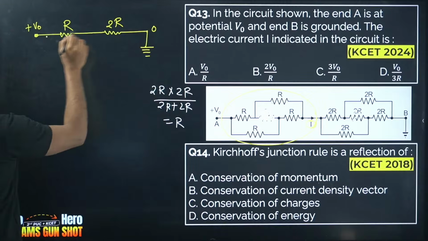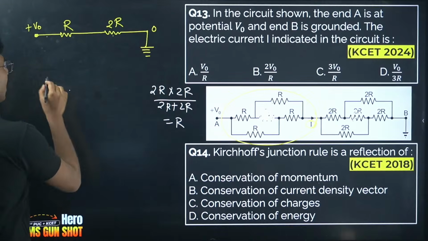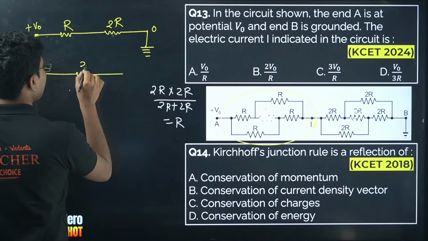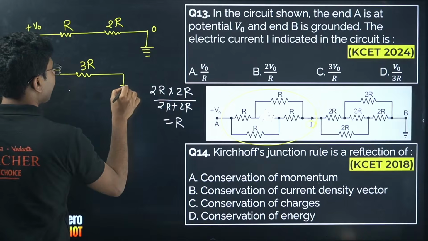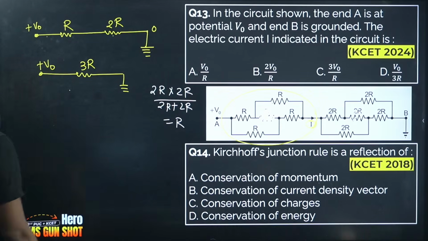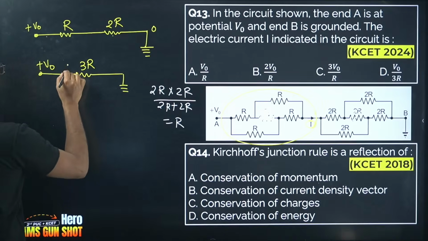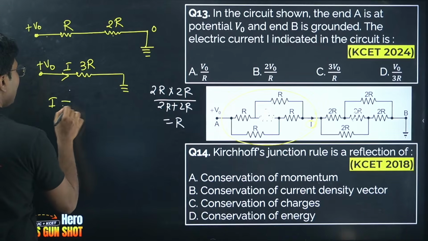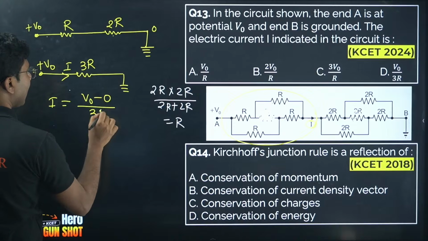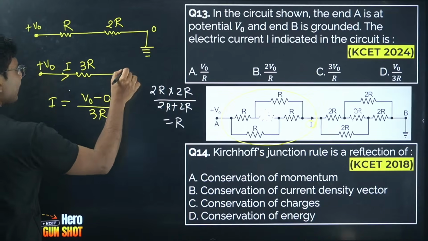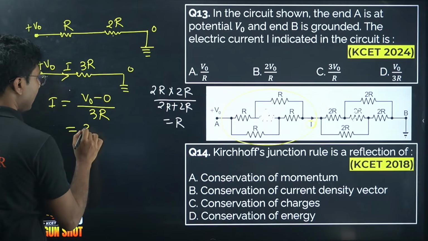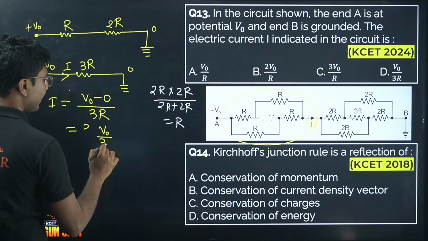Now R and 2R are in series. So R and 2R in series means the total resistance will be 3R. Total resistance will be 3R. And this one will be plus V0. So what will be the current? Current will be very simple. V by R: here one side is plus V0, the other side is 0, so V0 minus 0 divided by 3R. So current will be V0 by 3R.